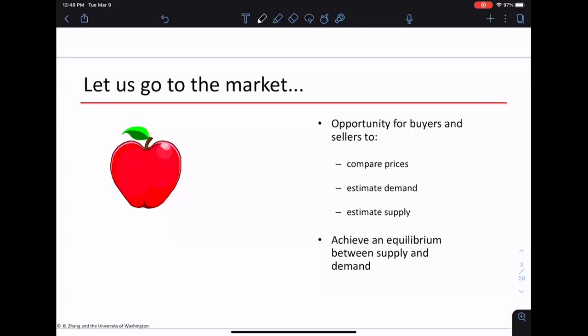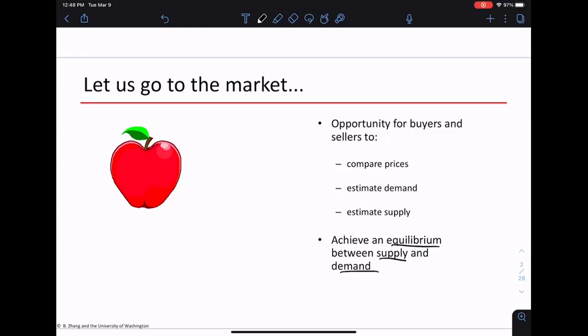So a market, right? The basic idea of a market is to provide a place where you can achieve an equilibrium between supply and demand. Basically, you have something to sell or you want to buy something. A market is really a place to exchange. One of the fundamental roles of markets is to do an efficient resource allocation. So that's one design goal we have for a market.